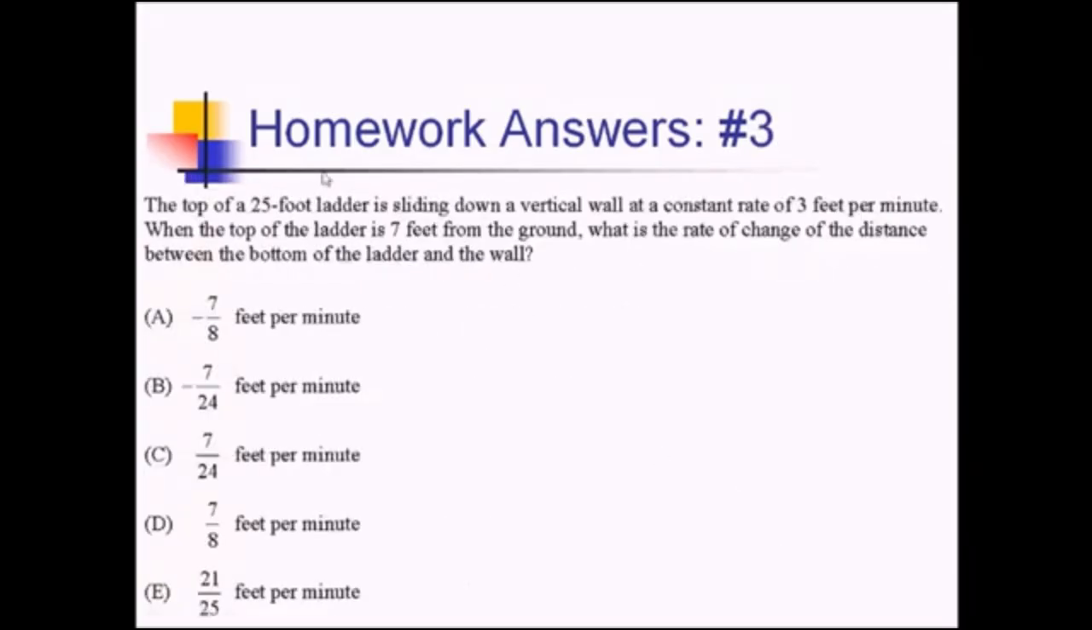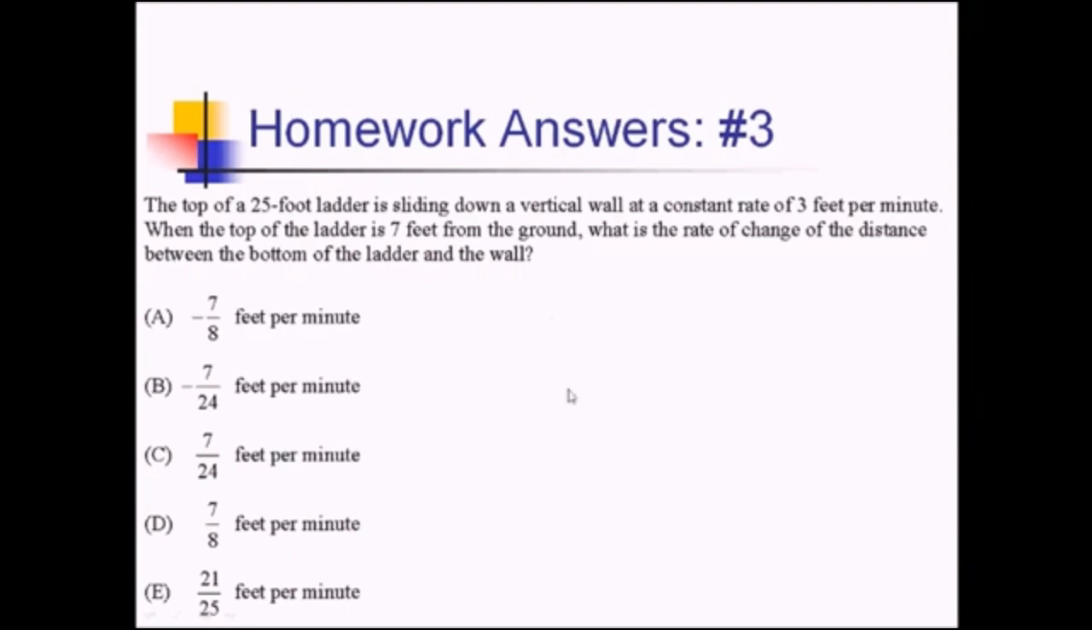For number 3, the top of a 25-foot ladder is sliding down a vertical wall at a constant rate of 3 feet per minute. When the top of the ladder is 7 feet from the ground, what's the rate of change of the distance between the bottom of the ladder and the wall? We've got two different rates of change going on here, so this is a related rates problem. Let's draw a quick little diagram and see if we can tie it all together with an equation.